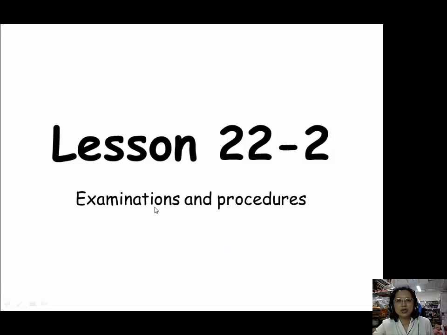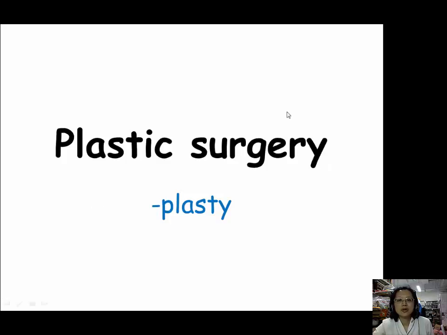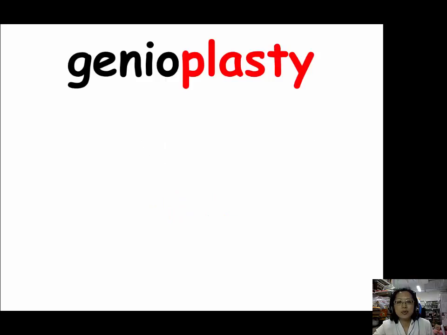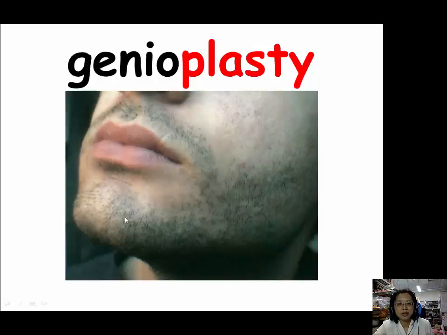Now let's finish lesson 22, which are the prefix and suffix that related to examinations and procedures. First, for plastic surgery, we could use this suffix, plasty, P-L-A-S-T-Y. Let's see our example. The first one is genioplasty. We've learned genial before. It means the chin. So genioplasty is the plastic surgery of the chin.